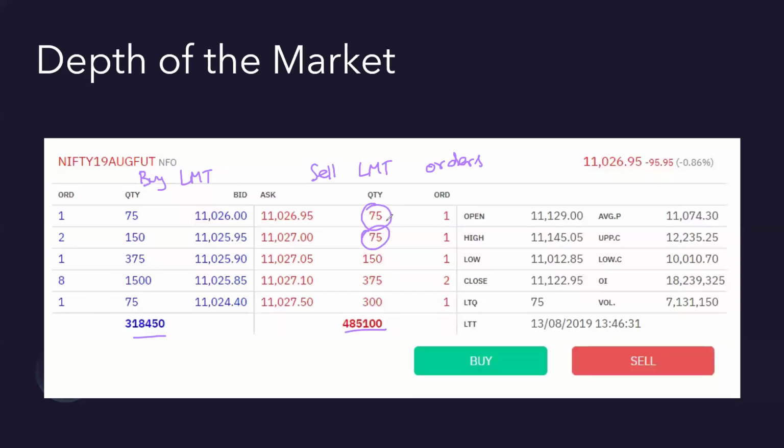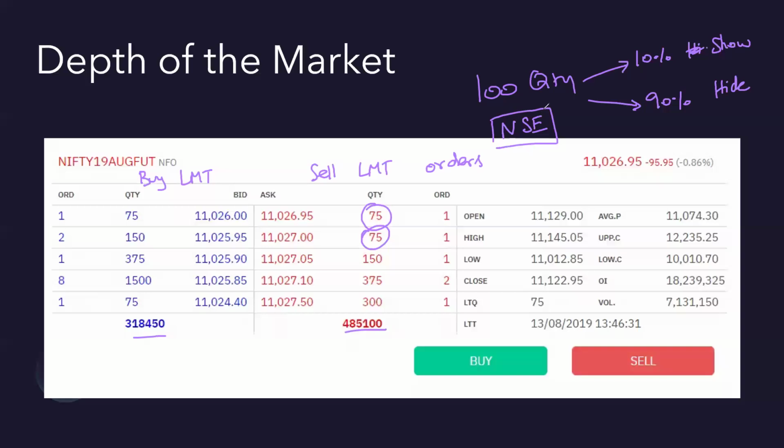You can also go to your terminal. Let's say you want to place 100 quantity of Reliance. What you can do is, sorry, 10% you can show, whereas maximum up to 90% of the quantity, you are able to hide. Right? So this is with NSE. Depending on the exchange, this number varies. I think in MCX, you can hide up to 75% of the quantity.